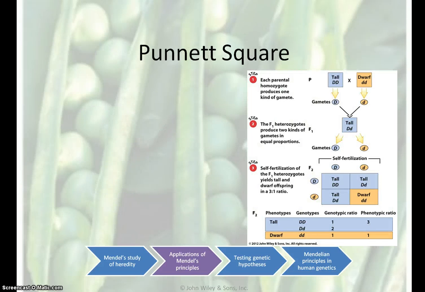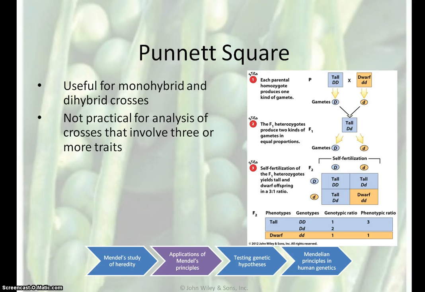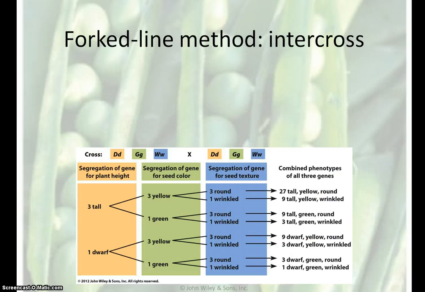So here's a Punnett square. We've seen this figure before. And again, it's really only useful for monohybrid and dihybrid crosses. The problem is that once you get to more than 2 traits, the Punnett square just gets really big and really complicated, and it's really not practical. So let's move on to the forked line method.